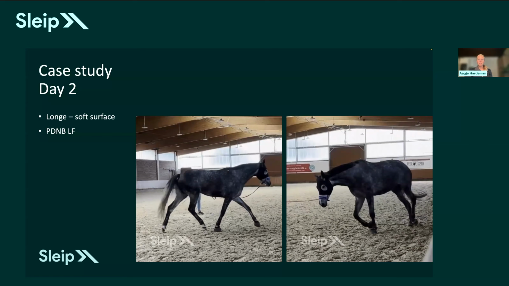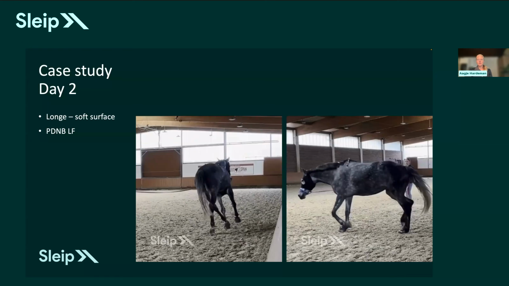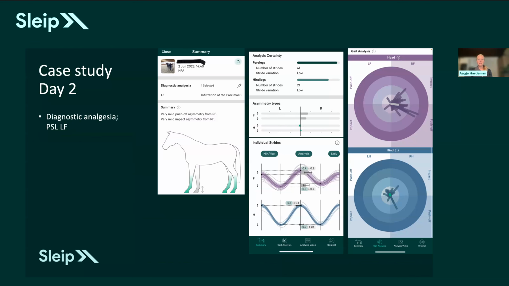So I hope that you agree that there's nothing or not so much changed in here. And for the sake of time, I skipped a block. I want to show you the next one, which is the infiltration of the proximal suspensory. And here you see what it looks like.